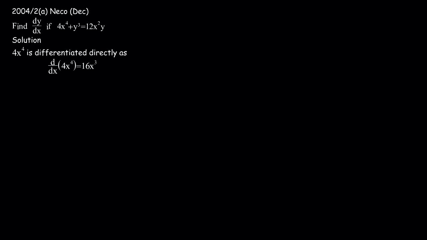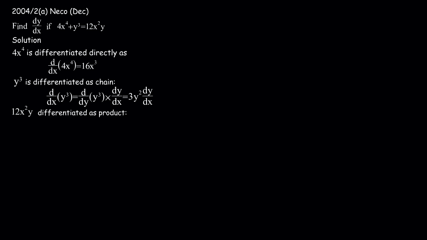Now the next constituent is y cube. Since it's y, it is to be differentiated as shown. So d over ds of y cube will be equal to d over dy of y cube times dy over ds, which will be equal to 3y square dy over ds. That is, we differentiated y with respect to y and we added dy over ds.